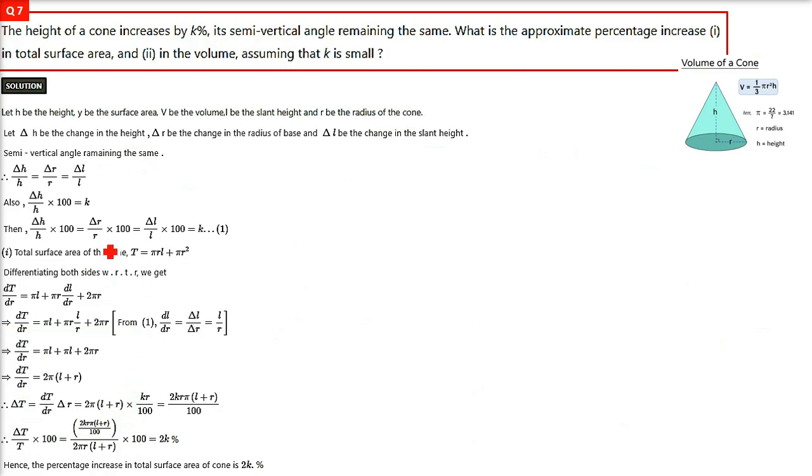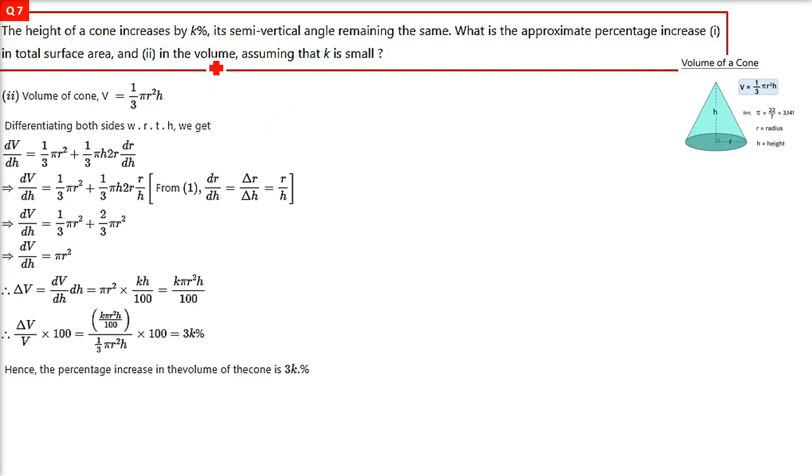Okay, I explained how I approached it, but you have to write it like this. Now the same thing will be done with the volume. So volume is what? 1 by 3 pi r square h. This is the volume. So dv by dh is 1 by 3 pi. Now by product rule, let us differentiate it. R square, then differentiation of h is h, then h, differentiation of r square is 2r, dr by dh.